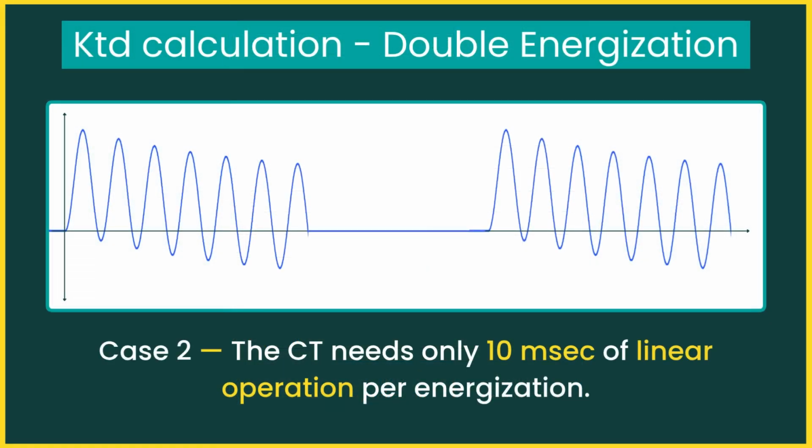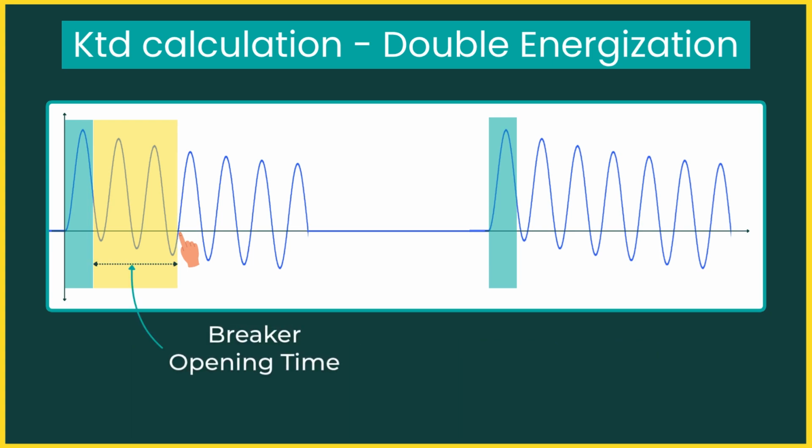Case 2, the CT needs only 10 milliseconds of linear operation per energization. Here's the key timing difference we must keep in mind. During the first energization, once the relay detects the fault and issues a trip command, the breaker still takes some time to open. During this delay, current continues to flow, and the CT flux keeps increasing. That's why the breaker opening time must be added to the minimum time to saturation in the first energization.